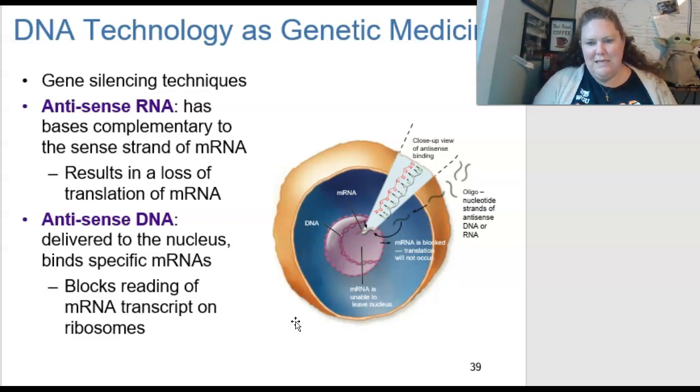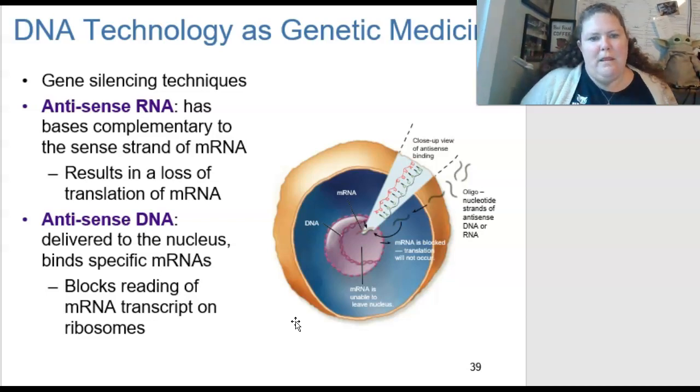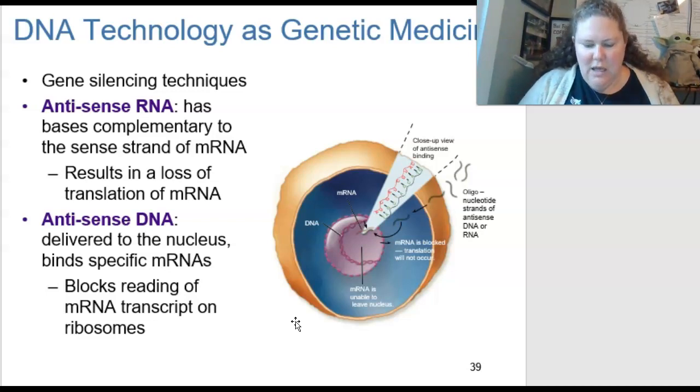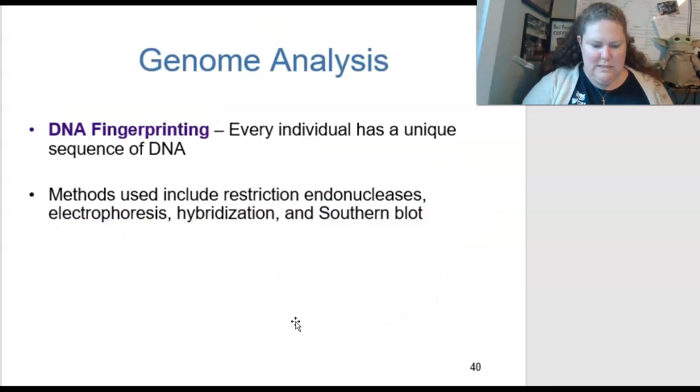We also have antisense messenger RNA, where it is delivered to the nucleus. Then it's going to be bound to the specific messenger RNA, and this is going to block the reading of the messenger RNA transcripts on the ribosomes. Okay, so again, we can do good things and we can do bad things. Hopefully we will all stay in the good stuff, right?